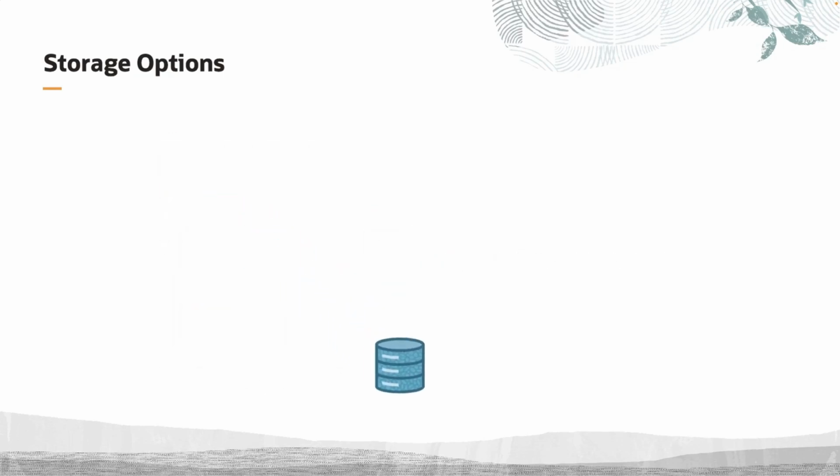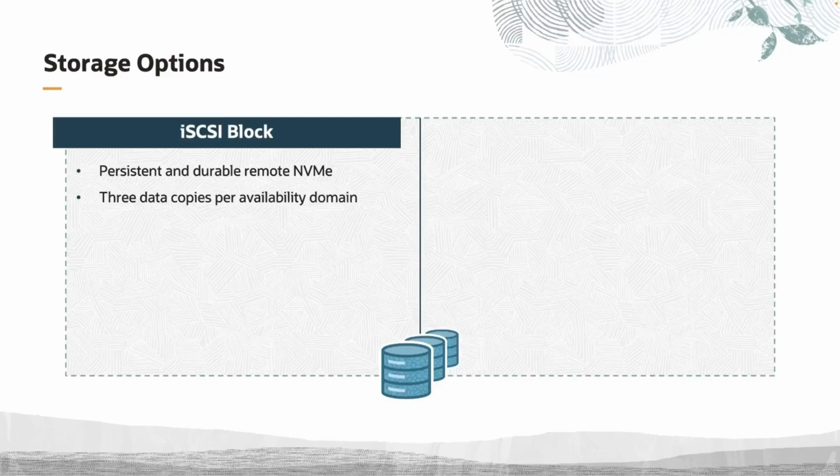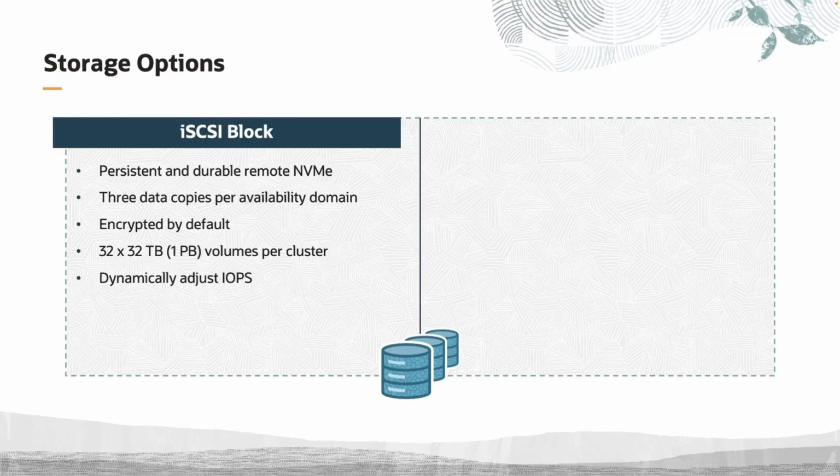Oracle Cloud VMware Solution gives you further storage options, and the iSCSI-based block storage is one of them. Block storage can be configured as part of provisioning the SDDC through the OCI UI. The iSCSI block storage uses remote NVMe drives, and it gives you a persistent, durable storage. There are 3 data copies maintained in each availability domain, and encryption is enabled by default. You are provided with 1 petabyte volumes for each vSphere cluster, and you can also dynamically adjust IOPS for those volumes.